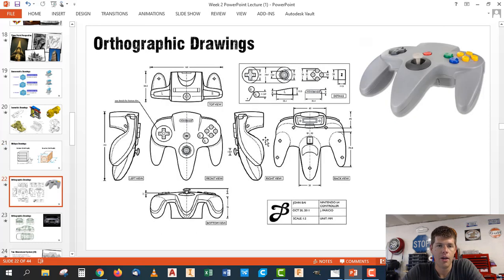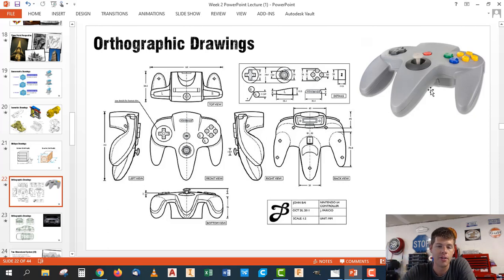So here are some examples of orthographic drawings. Let's talk specifically about what an orthographic drawing is. Well, an orthographic drawing is nothing more than taking an object and breaking it down into all of its possible faces. There are 6 possible orthographic views, and we typically choose a few of them to put onto a drawing page depending on what we're trying to show the viewer.